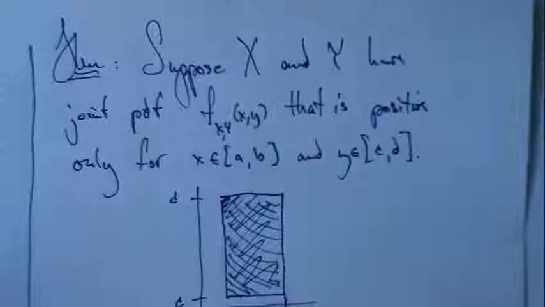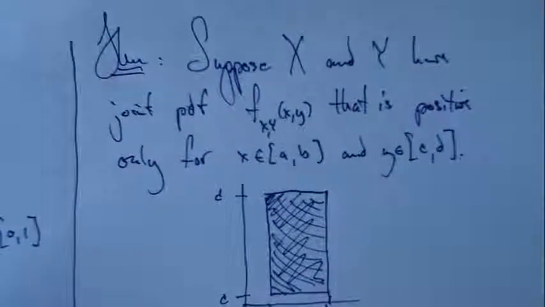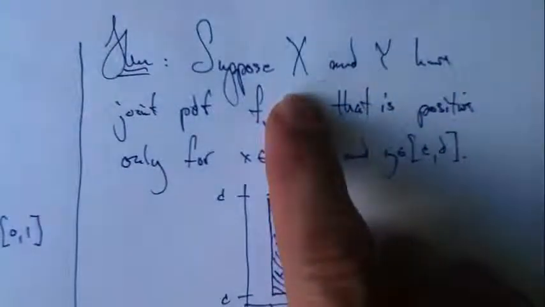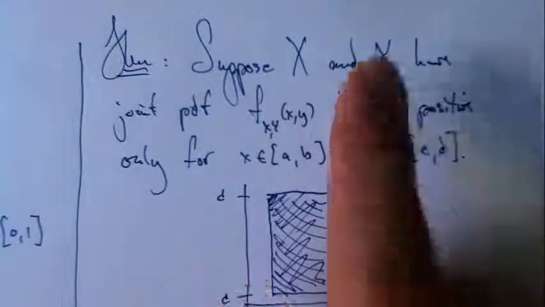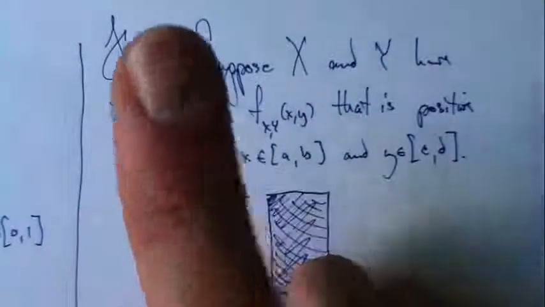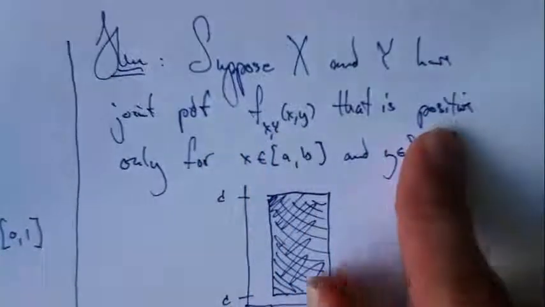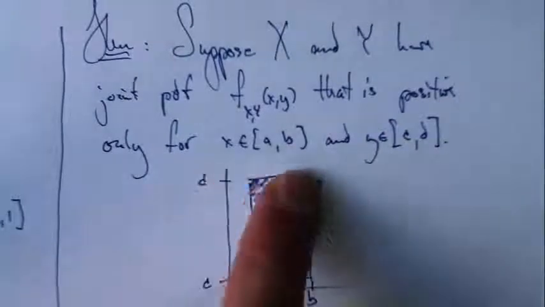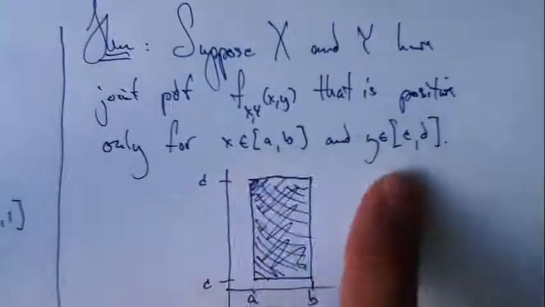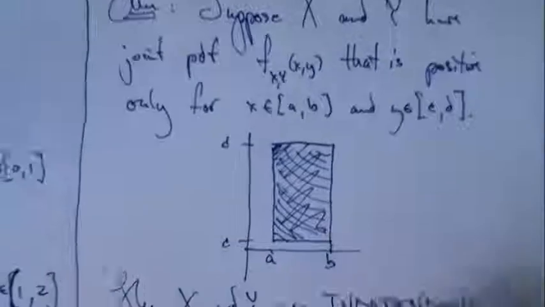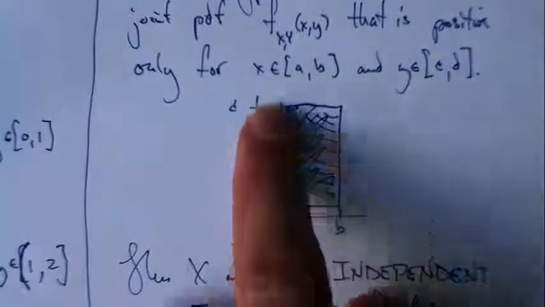Alright, here's a theorem for you. Suppose that the two random variables x and y have a joint probability density function f that is positive only when x is between, say, these two marks and y is between these two marks. That is, over some rectangle like this.